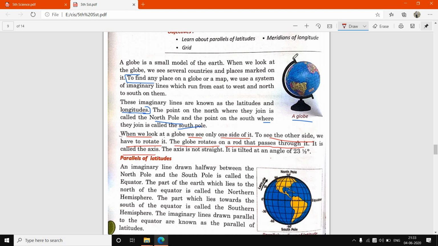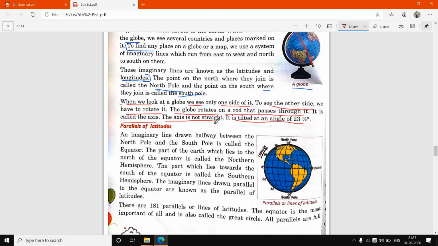I will show you where the axis is. This is the axis of the globe, and the globe will rotate about this axis. This is not straight, it is tilted at an angle of 23.5 degrees. So this line is not a straight line. This axis is tilted at an angle of 23 and a half degrees.